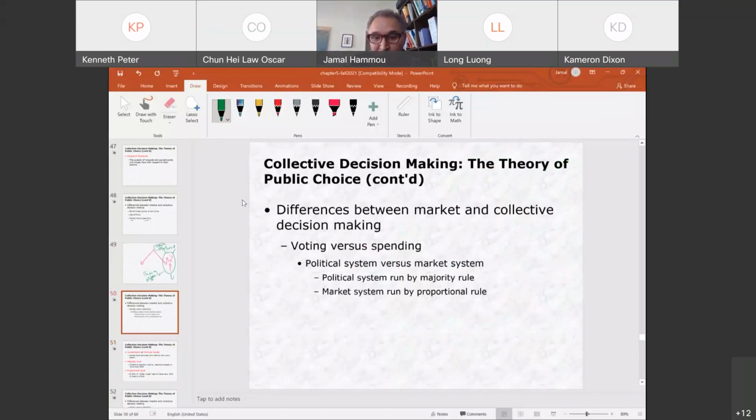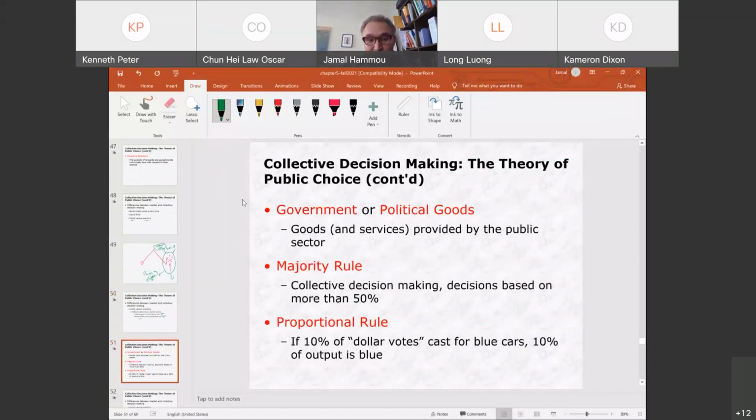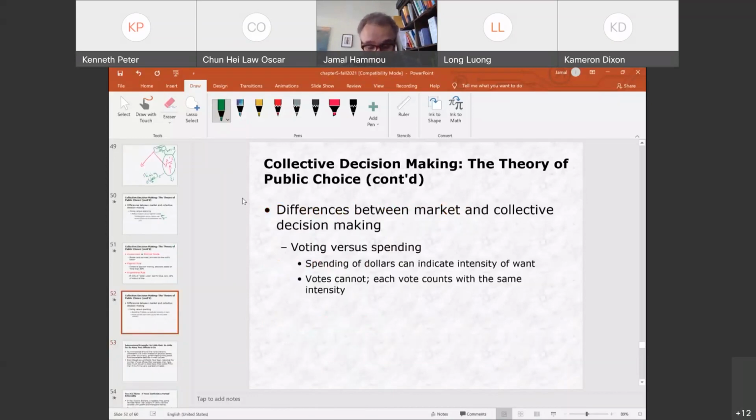In the political system, we make decisions based on majority rule. In the market system, we make decisions based on proportional rule. That's a huge difference. So we only make decisions this way for public goods, because the government provides public goods. We just need 50% plus one. For a proportional rule, it is whatever percentage, like in the private market: if 5% of people want to buy Tesla, we will produce 5% Tesla. If 10% want GM, we're going to produce 10%, based on the proportion. And everybody is voting with their pocket. That's it for chapter 5.